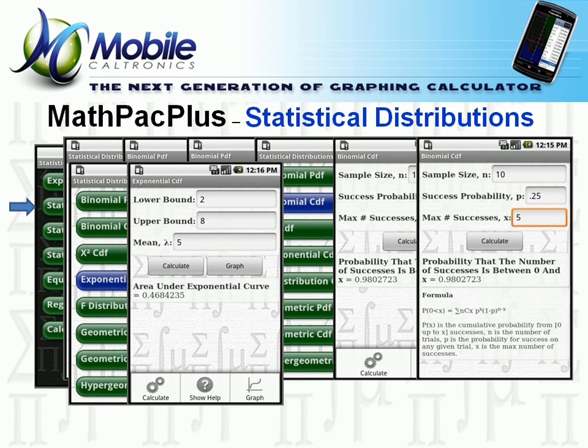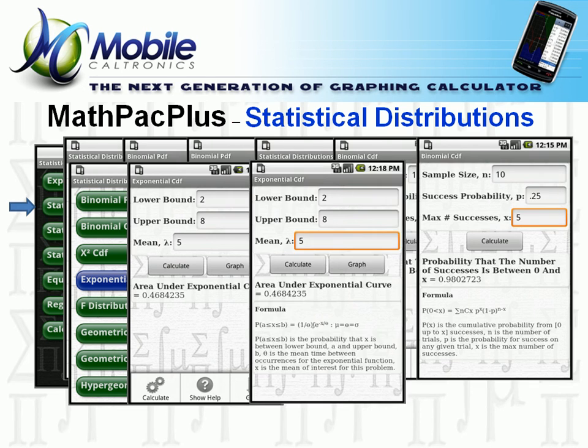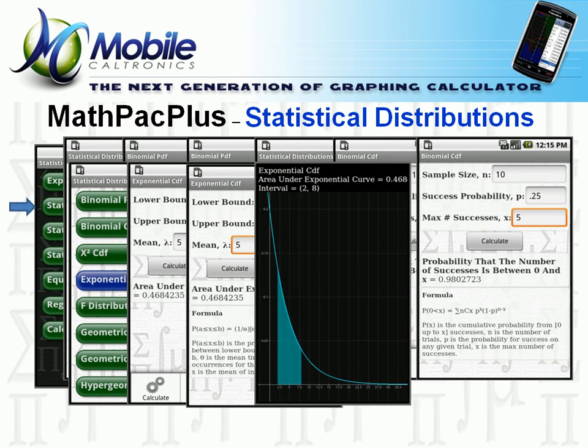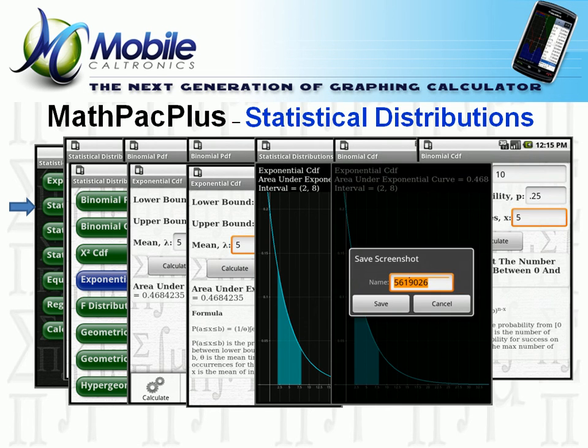I also included something called the exponential distribution. It is offered in most textbooks as an optional section or even an optional chapter, although it's not found on most calculators. So I added it on mine. Of course, it has the same word prompts, the same variables that you're going to see in your textbook. It does offer a graph. You can save the graph. It does come with its own help and formula, as do all the distributions.